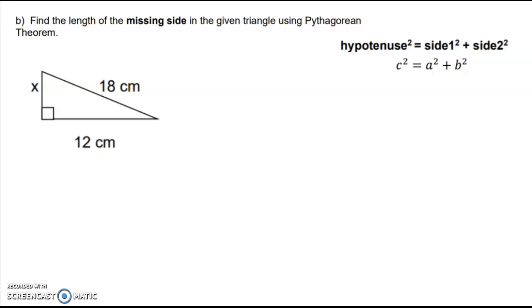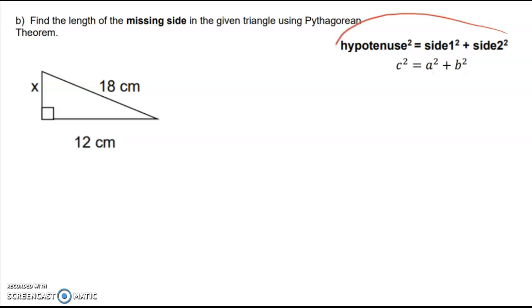Okay, so part B of the Pythagorean Theorem. This time, instead of looking for the hypotenuse, we are now looking for the missing side. So if we look here, that's going to be right there. This question says, find the length of the missing side in the given triangle using Pythagorean Theorem.